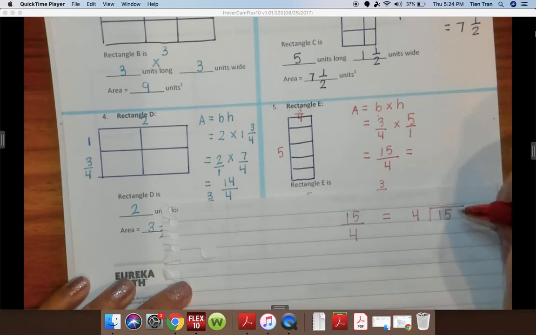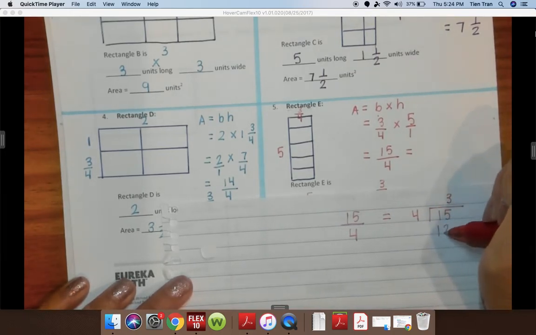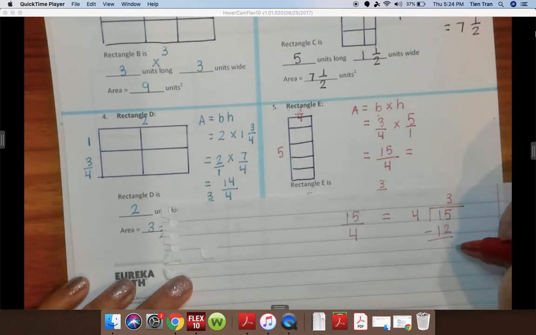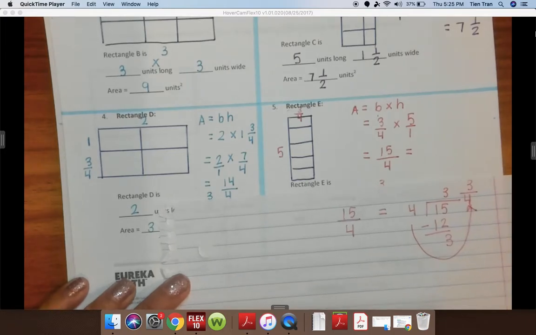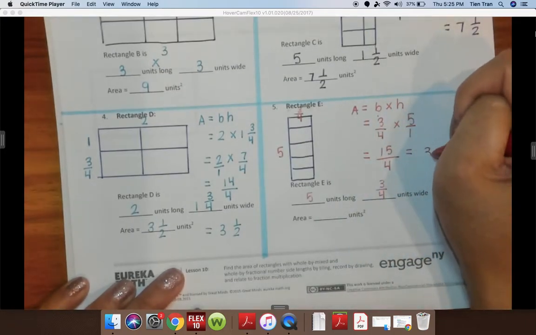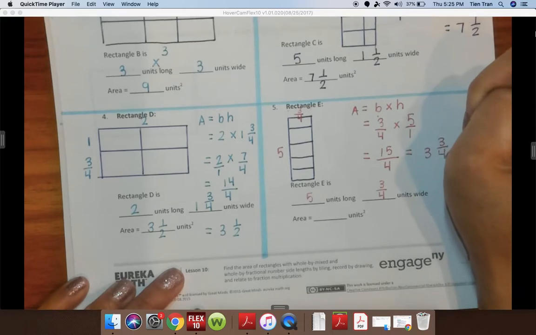15 divided by 4. I know that 4 can go into 15 3 times. 15 minus 12 is equal to 3. So my remainder is 3, and that is going to be my numerator, and my denominator is 4. So I have 3 and 3/4 as my final answer. 3 and 3/4.